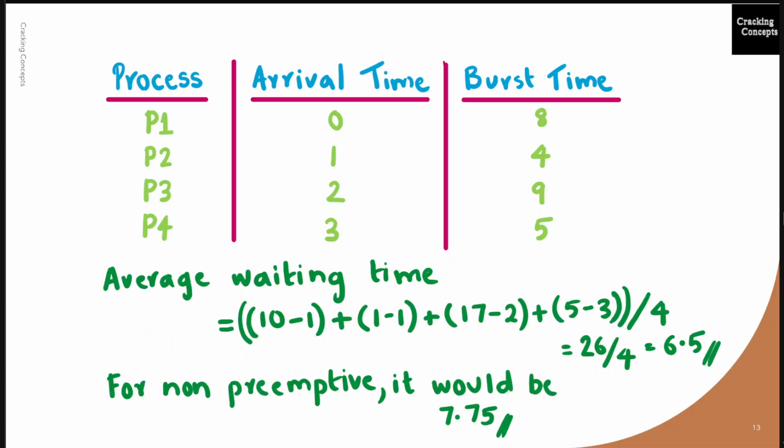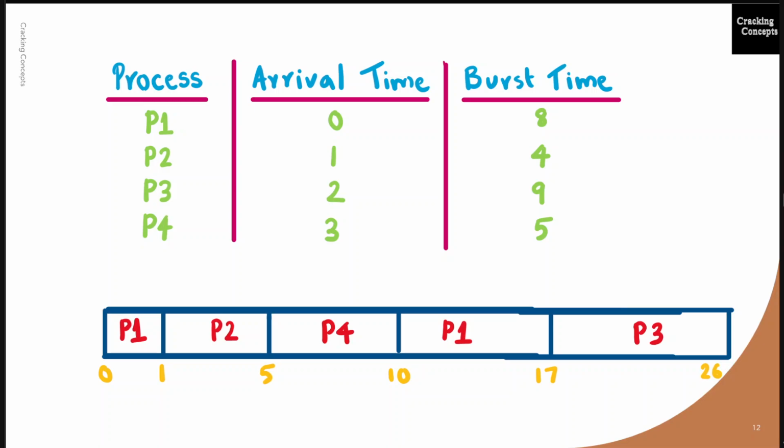Now the average wait time for this example will be the waiting time of all the four processes. For example, taking the case of P1, it will be 10 minus 1. Similarly, we take it for P2. So P2 has the arrival time 1. It is actually starting its execution at 1. So it's 1 minus 1.